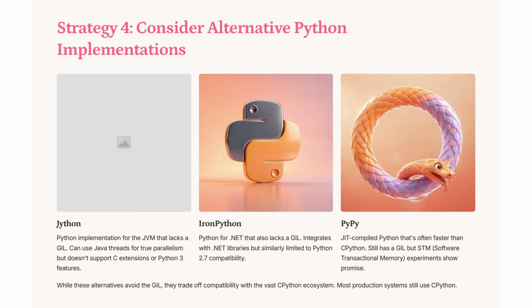Alternative Python implementations like Jython and IronPython offer true parallelism by lacking a global interpreter lock, but they are limited in compatibility, supporting older Python versions and lacking C extensions. PyPy, with just-in-time compilation, provides speed advantages over CPython, though it retains the global interpreter lock. These alternatives trade off compatibility with the extensive CPython ecosystem.